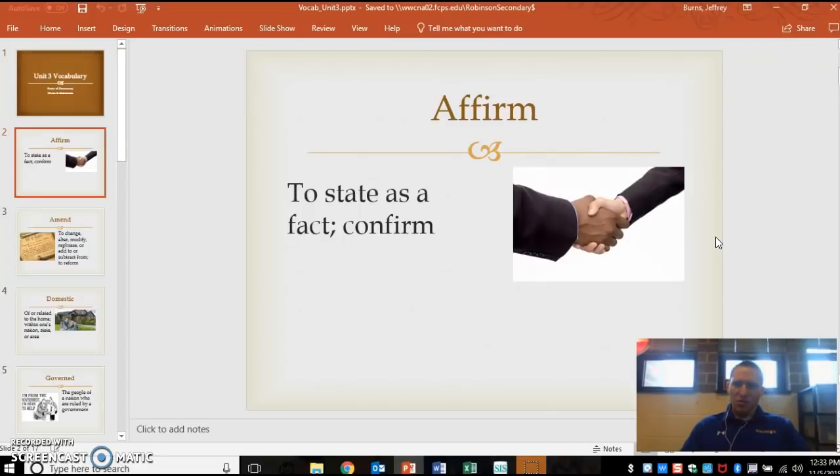All right, so our first word here is affirm. So this is something that's verbally stated or written down, and it's factual information, or it's to confirm something. Something is provided. So a handshake is a good example there of affirm.